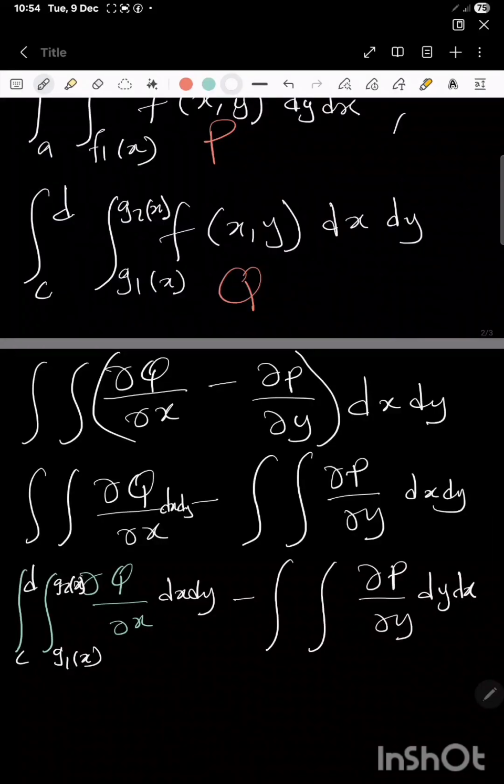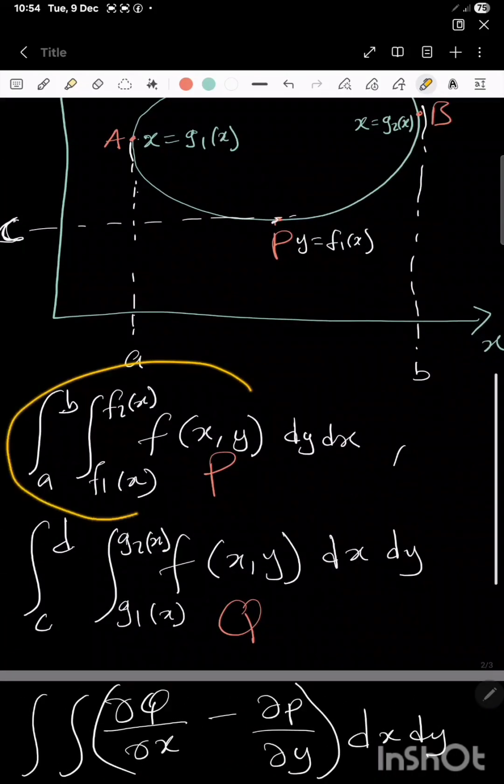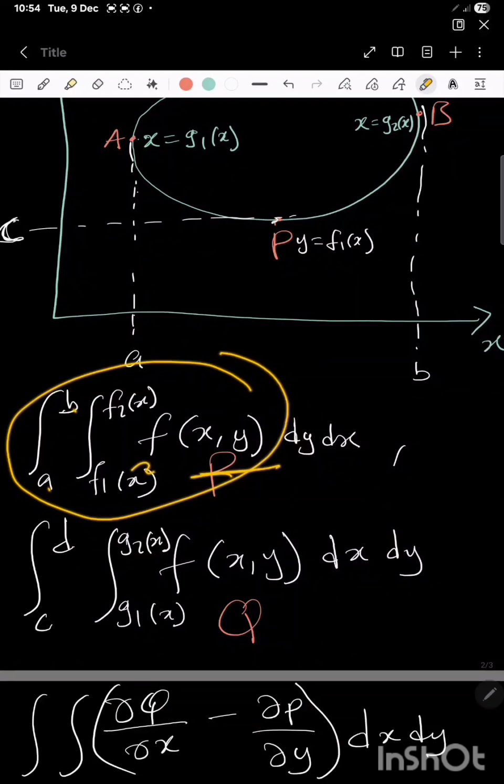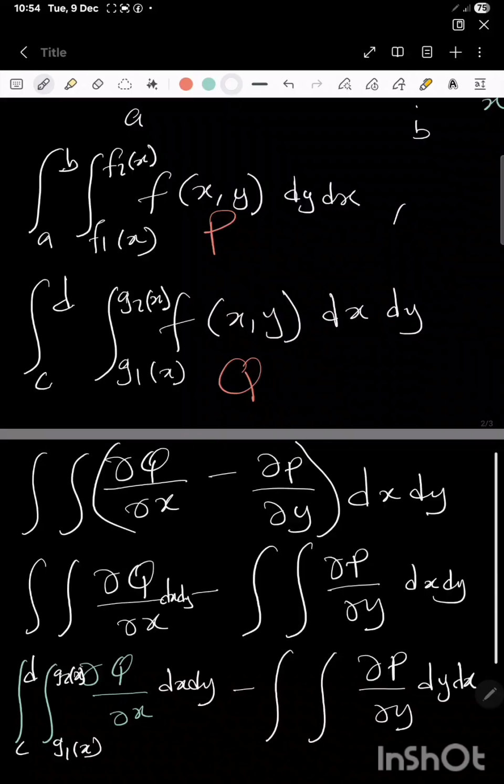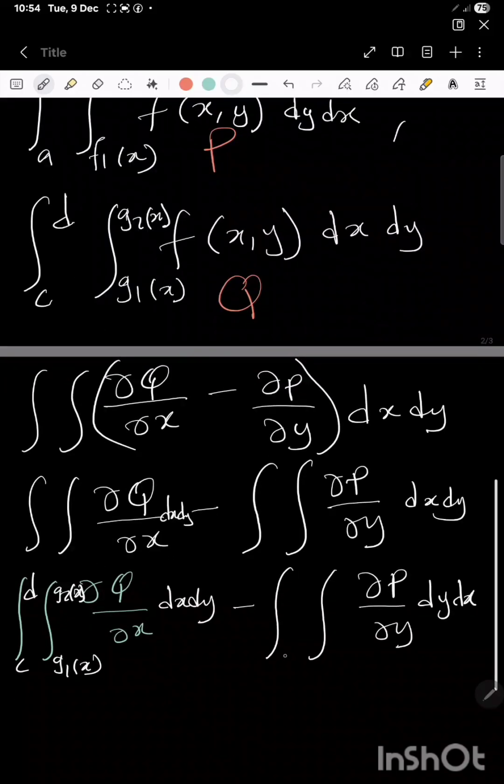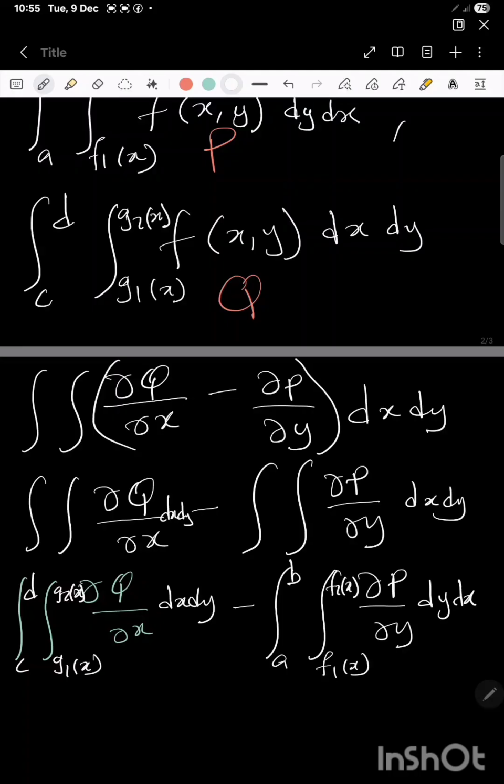But please don't forget to put the limits of the function p. According to the assumptions that we've made, we are integrating p with respect to a, b, and f1 x to f2 x. So we're going to put here a to b, and then f1 of x to f2 of x, like that. So that's what you have.